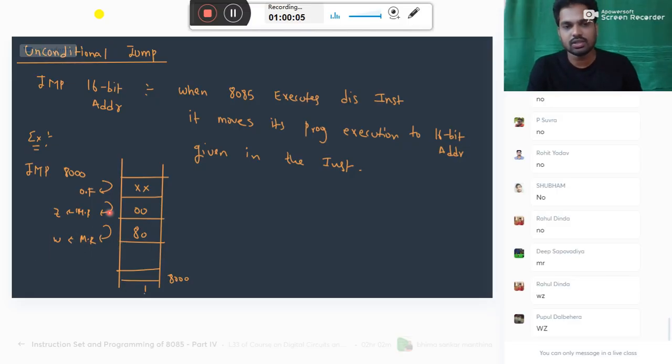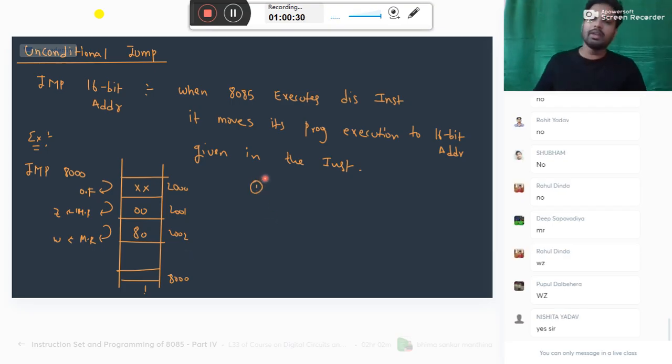Say for example it is in the 2000 location. Here it is not directly loaded to PC, because PC is needed to read up to the end of the instruction. Then this value will come and you will go to 8000. But first tell me, how many bytes are required here? Good. It is a 3-byte instruction.